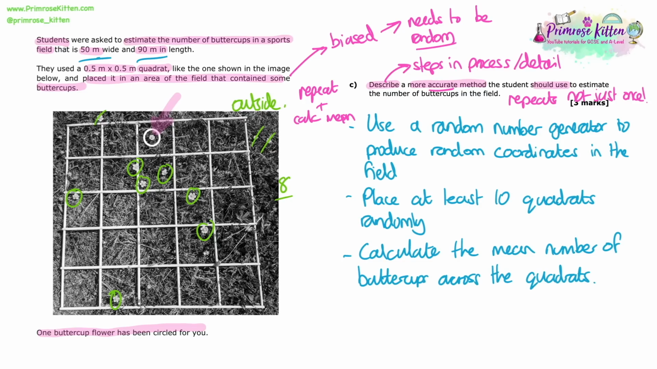So always in these practicals, when they ask about improvements, how can it be made better, more accurate, you need to be thinking about large number of quadrats. Did they do that? Yes or no? Did they do it randomly? Yes or no? And you can always say repeat and calculate a mean, okay? Because that will always get you a mark here, because the more you do that in any experiment, that's going to make your results more reliable, okay? So when we're thinking about this practical in particular, these are the questions and these are the things they always want you to say.